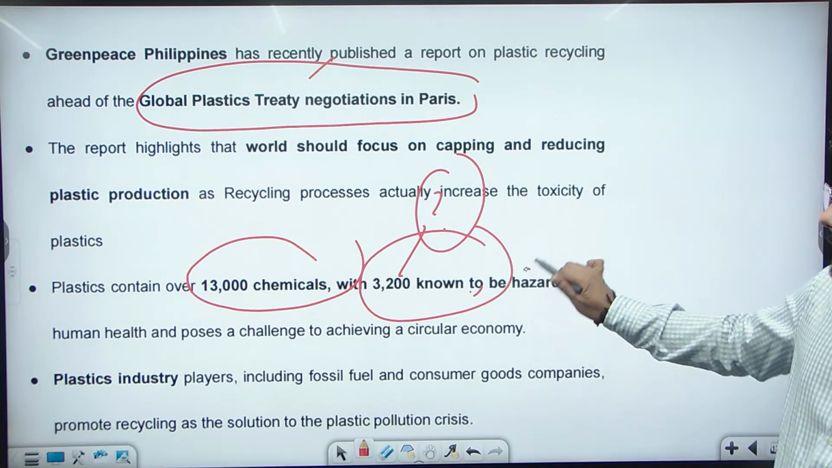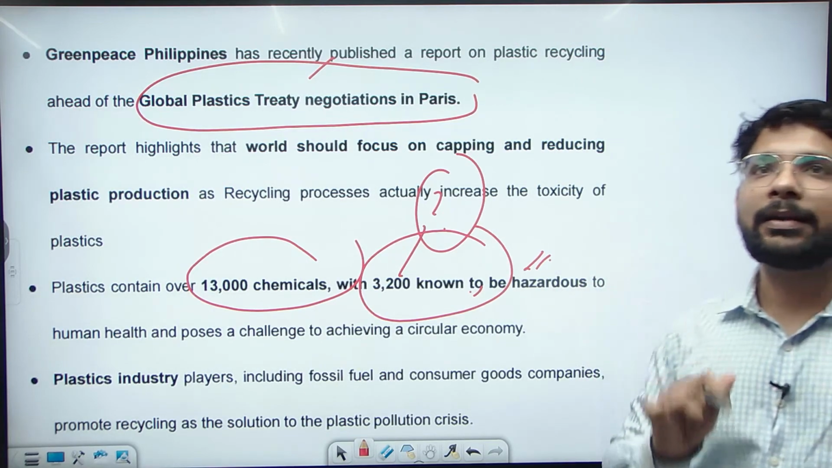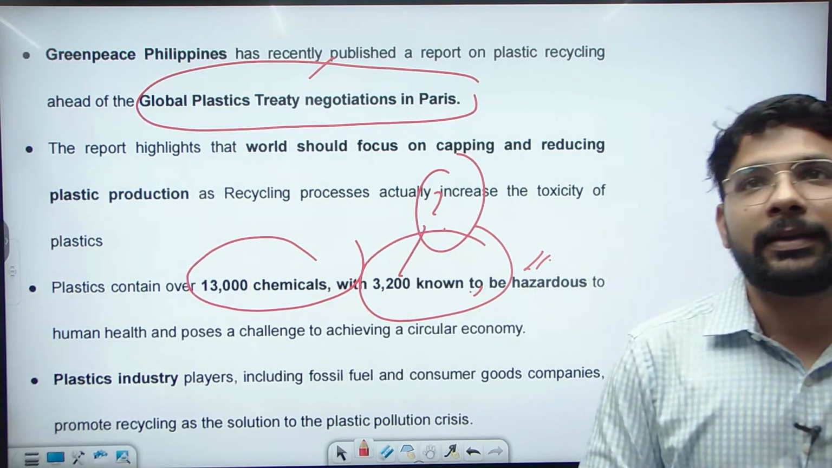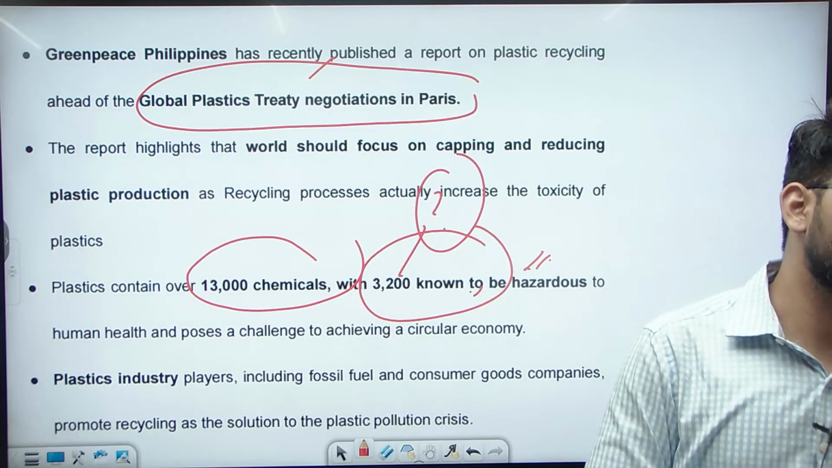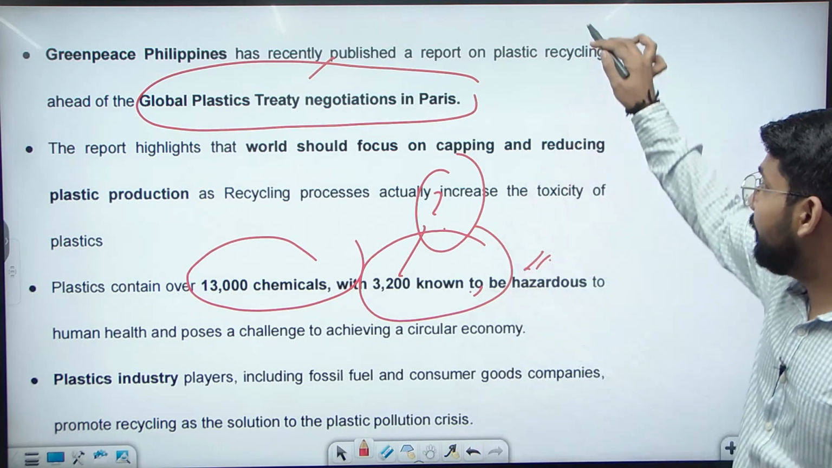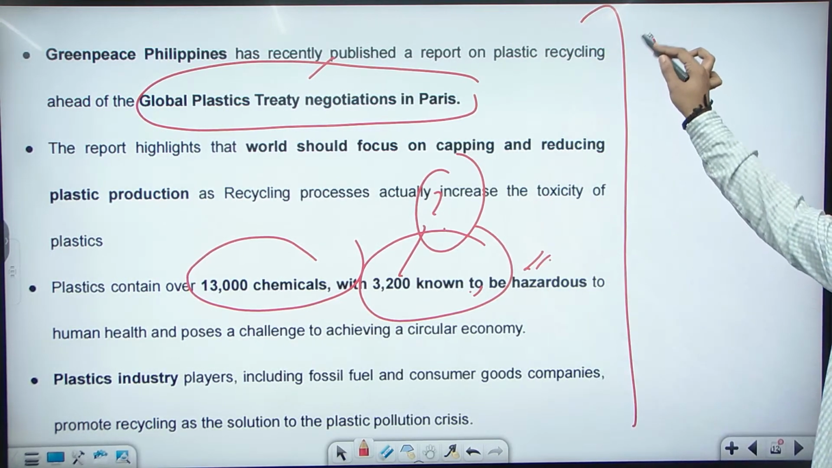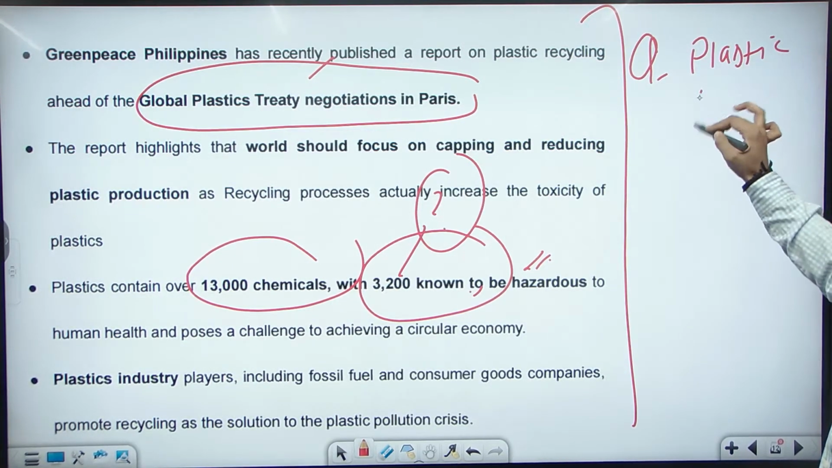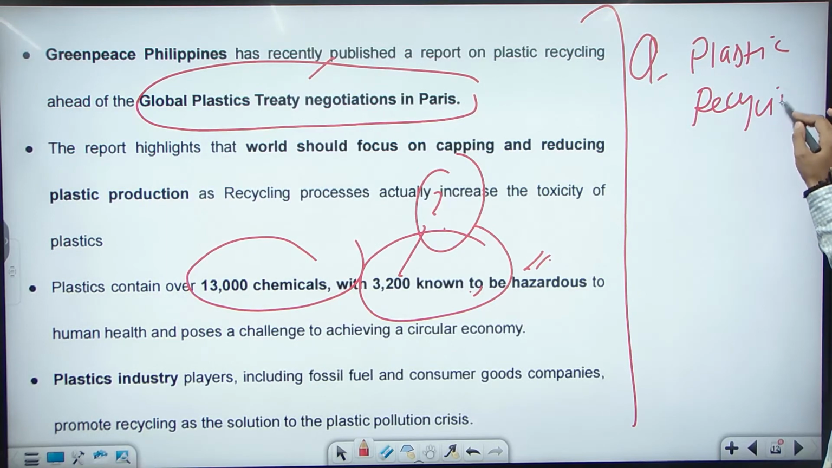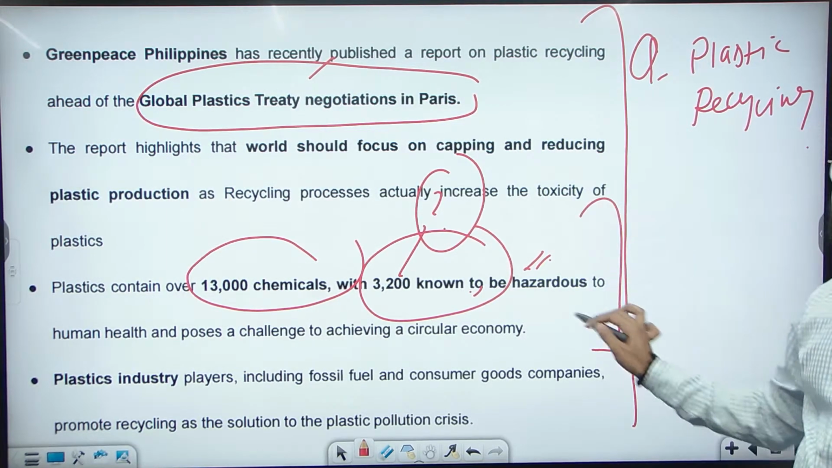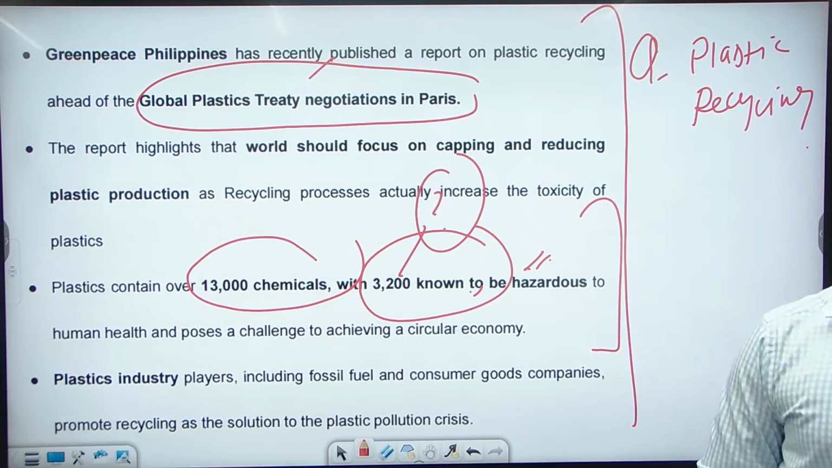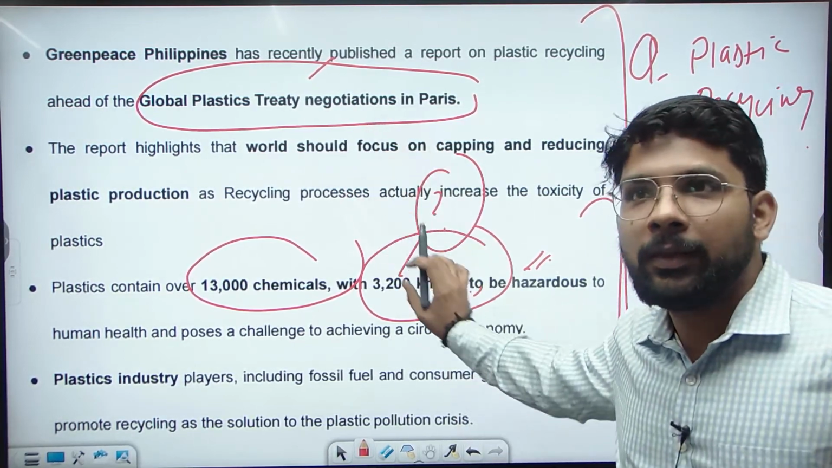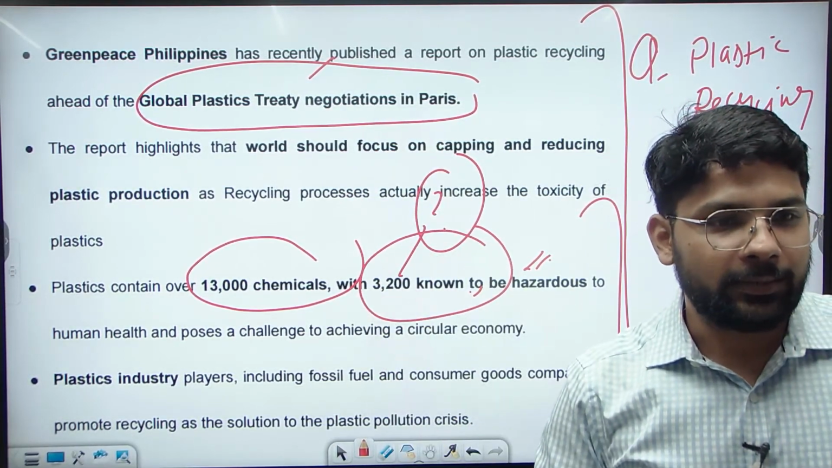So they highlight this issue. Plastic contains 13,000 chemicals, and 3,200 of them are hazardous for human beings. So whenever there is a question in the mains related to plastic recycling, you can quote this data in the introduction itself. You quote Greenpeace and you can quote this data.